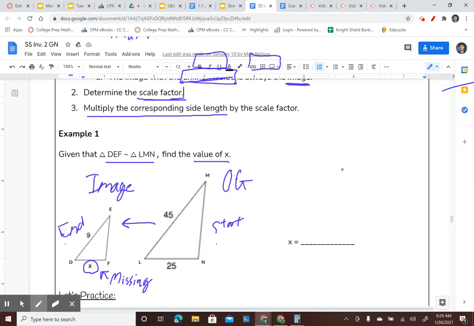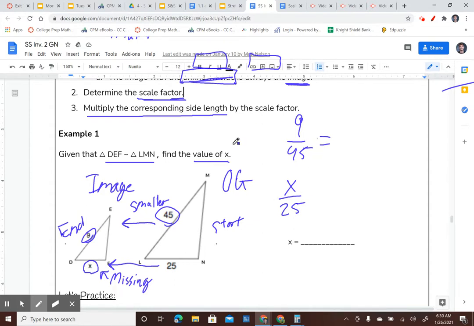So notice if we're going from this shape over to the shape on the right, our shape is getting smaller, which means our multiplier, or our scale factor, is going to be less than 1. So if we're going from 45 to 9, I'm going to write it as 9 over 45. And if I'm going from 25 to our missing number, I'm going to write it as x over our original.